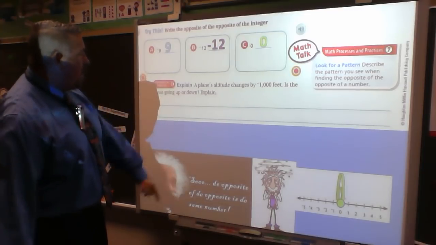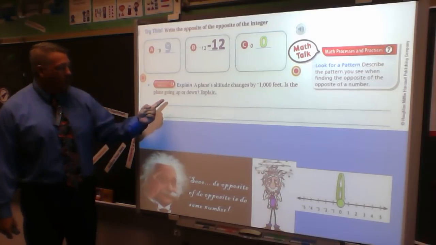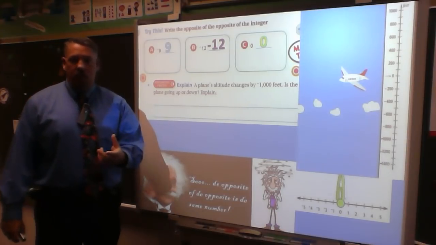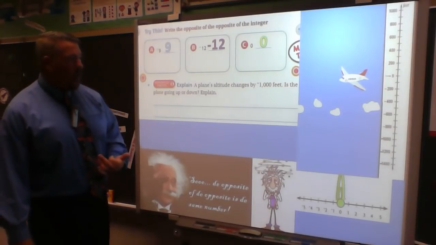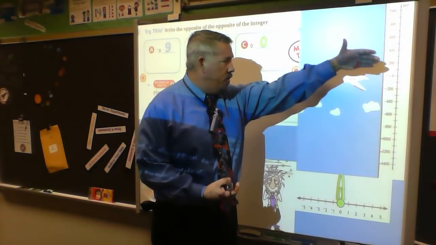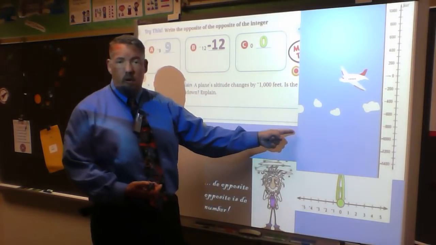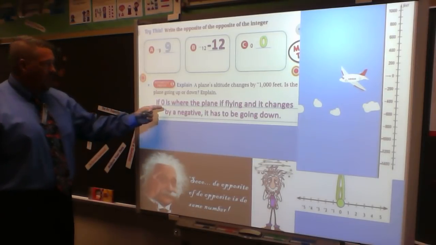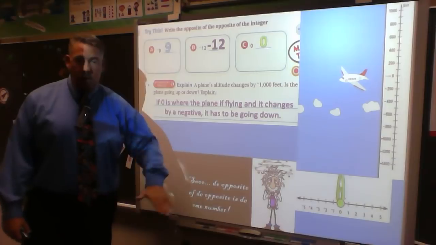Moving on. Explain how a plane's altitude changes by negative 1,000 feet. So the plane going up or down, and explain. If I have a plane flying and I look at altitude, where it begins is going to be my 0 in this scenario. And if that plane begins to go down to negative 1,000, vertical number lines, the positives are always above 0, the negatives are always below the 0. So if I'm going to go down to 1,000, what is the plane doing? Well, the plane's going down. And how do I know? Well, if 0 is where the plane is flying, and it changes by negative, it has to be going down.